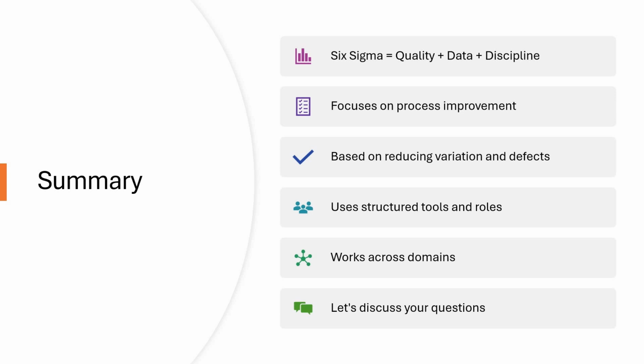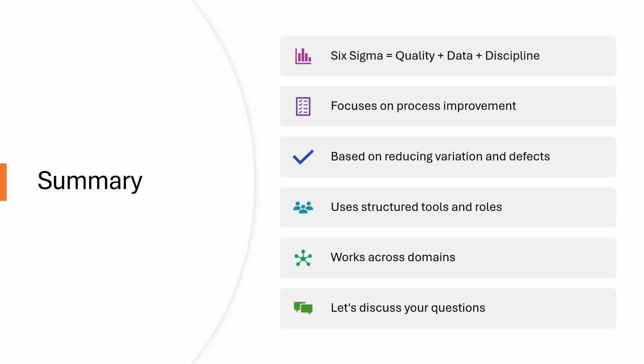Third, based on reducing variation and defects. Six Sigma is always based on these factors. Variation causes inconsistency, which leads to errors and dissatisfaction. Six Sigma minimizes this through statistical analysis and process control, striving for near perfect products.